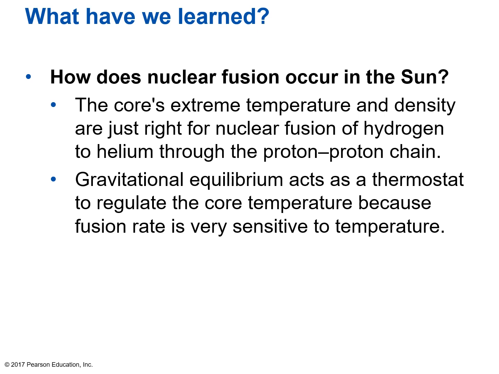In this video, what have we learned? How does nuclear fusion occur in the sun? The core's extreme temperature, remember that's about 15 million Kelvin, and density are just right for nuclear fusion of hydrogen to helium through the proton-proton chain. Gravitational equilibrium acts as a thermostat to regulate the core temperature because fusion rate is very sensitive to temperature.